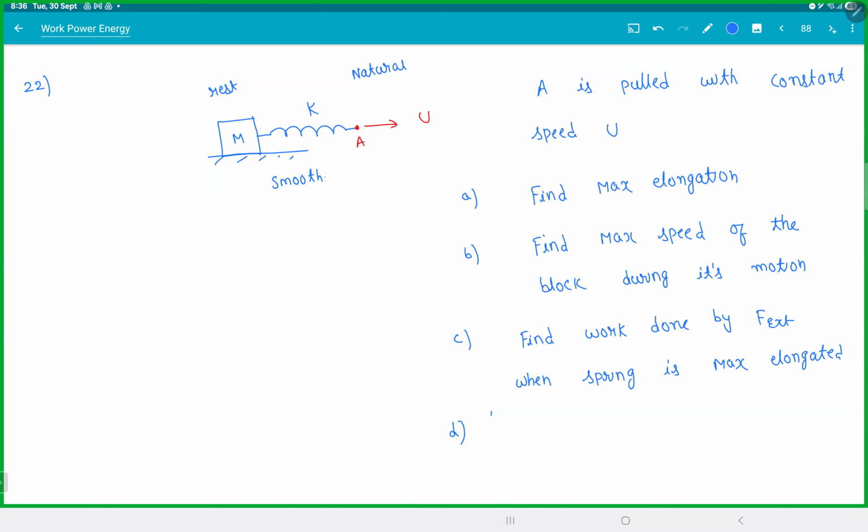Question 4: instead of constant velocity, if A is pulled with constant acceleration, then find the maximum elongation. There are 4 questions, everyone.